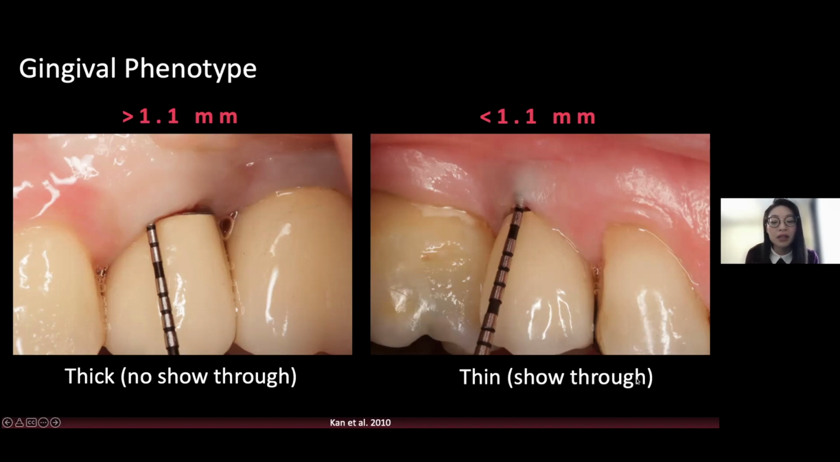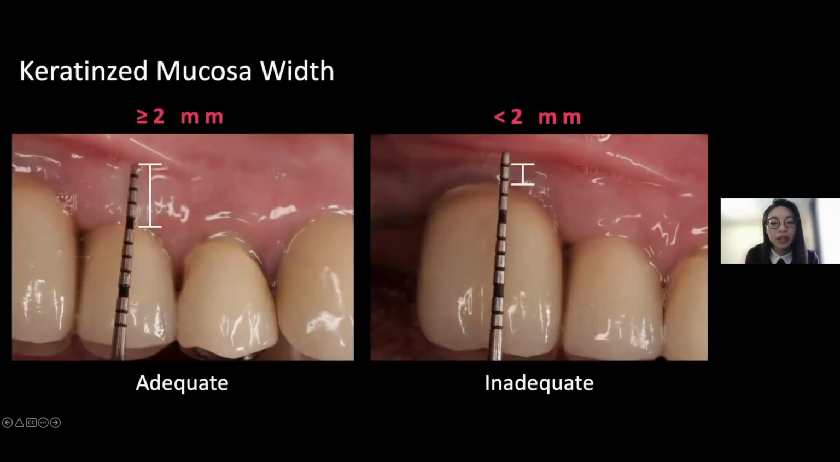And in a thin phenotype, it's likely to be less than 1 millimeter. And so we also looked at the keratinized mucosa width while we were evaluating the implants. And this is a critical criteria that we allocated implant groups to as well. And to assess the keratinized mucosa width, we used 2 millimeters as the cutoff for adequate versus inadequate based on previous literature.